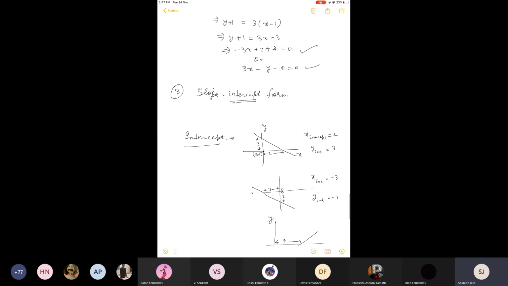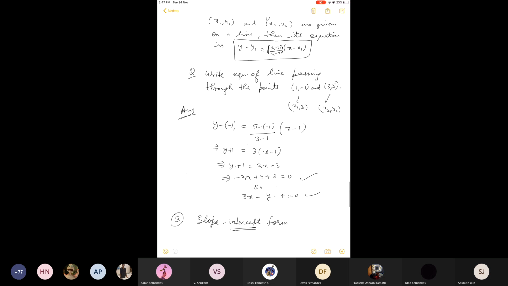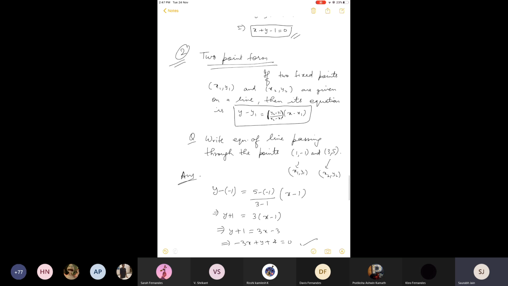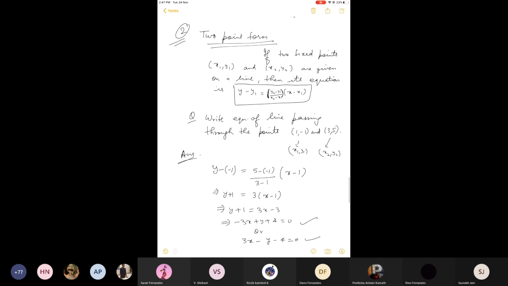So now we will discuss slope intercept form. But before that, yeah, here it's 2-point form. Note down quickly. Thank you, sir.